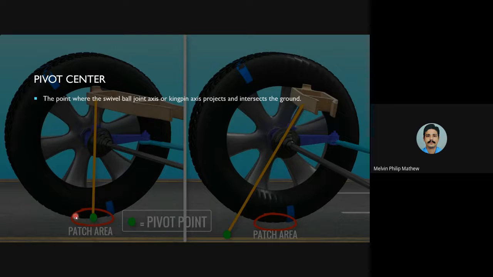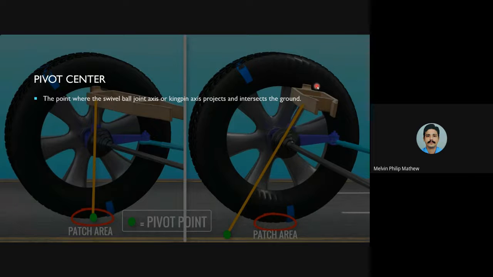The contact area of the tire comes through this area. This is the area that is shown, and almost at its center is the pivot center. It is shown as the patch area here, and almost at its center is the pivot center, or the axis, and it then intersects the ground. So once it intersects, it makes a point, and that point is known as pivot center.